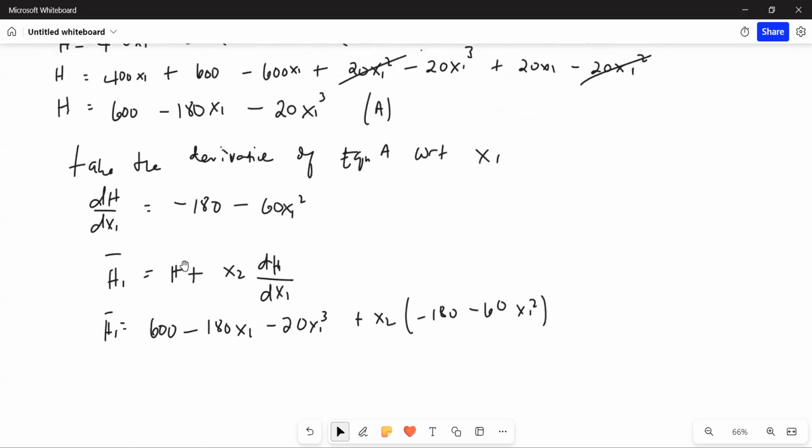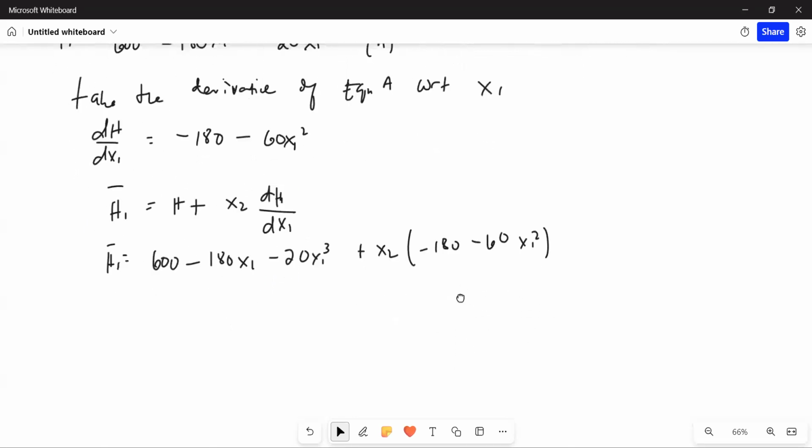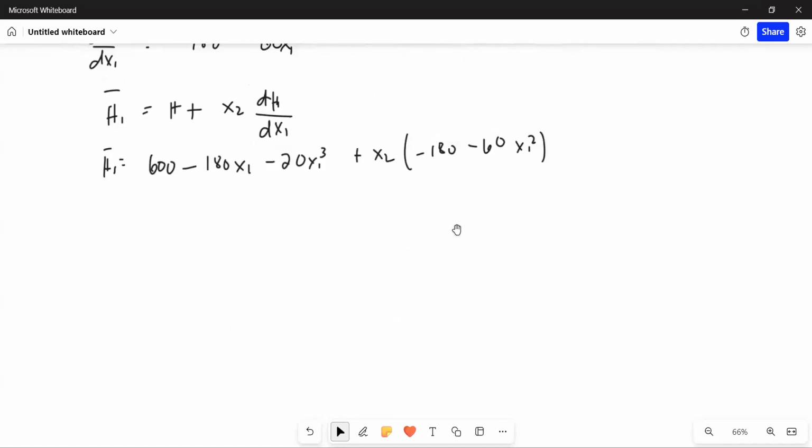So doing that, H is replaced by equation A and then times plus x2 multiplied by the derivative dH over dx1. So this is just the expression right here, which I replaced. Okay, so I hope that's clear so far. And then what else do we need to do?